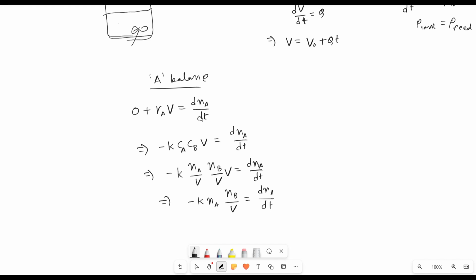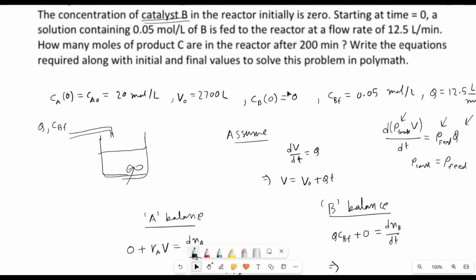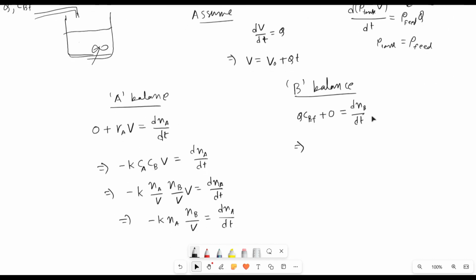Now, to get the variation of B, we will do the B balance, that is the catalyst balance. For the B balance, the volumetric flow rate Q times CB feed is entering the system. There is no generation or consumption of B, and this is the accumulation of B. If you integrate this, as mentioned in the question, there is no B present in the system at t equal to 0, so no moles of B are present. If you integrate it, we directly get NB as a function of time: Q CB feed into T. So, we get a differential equation.